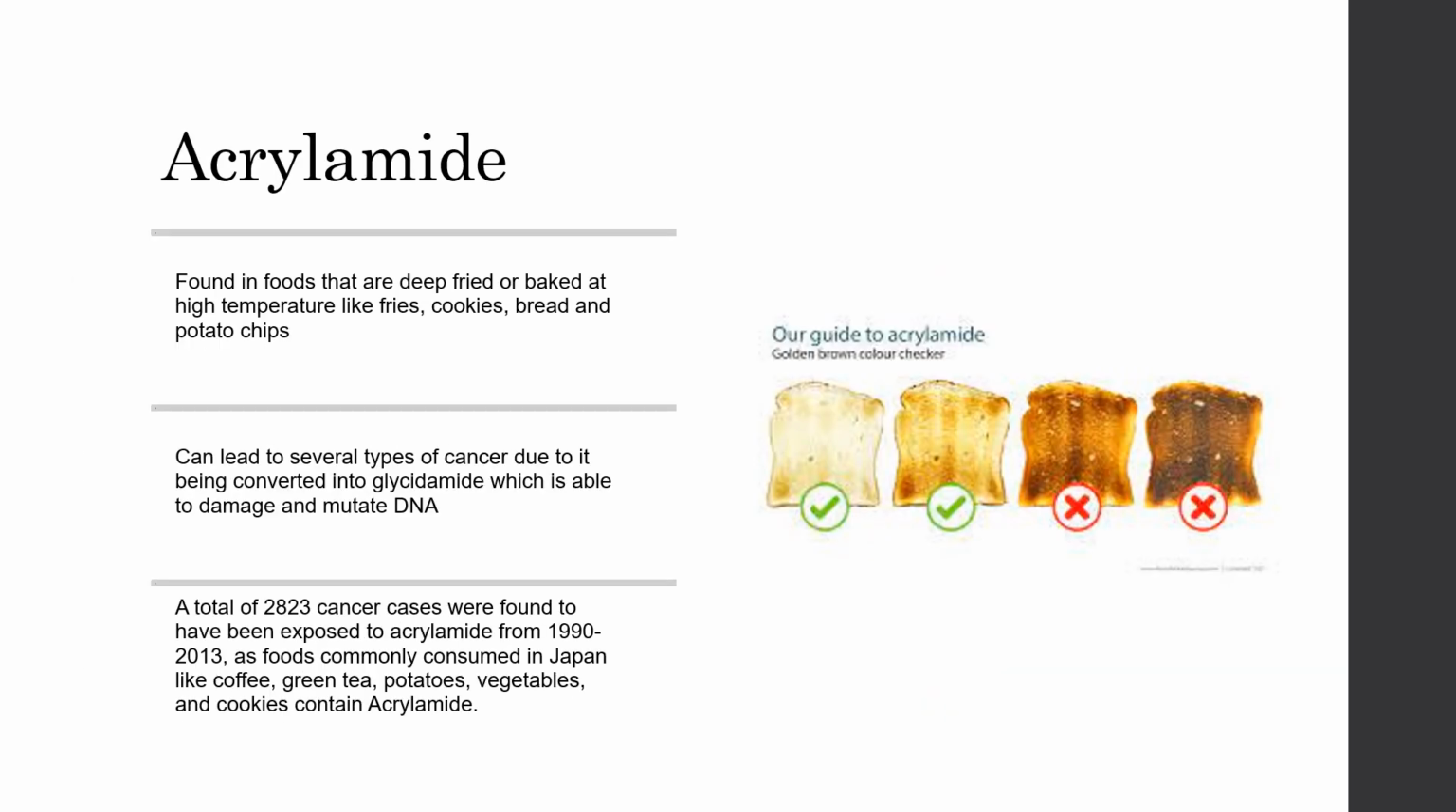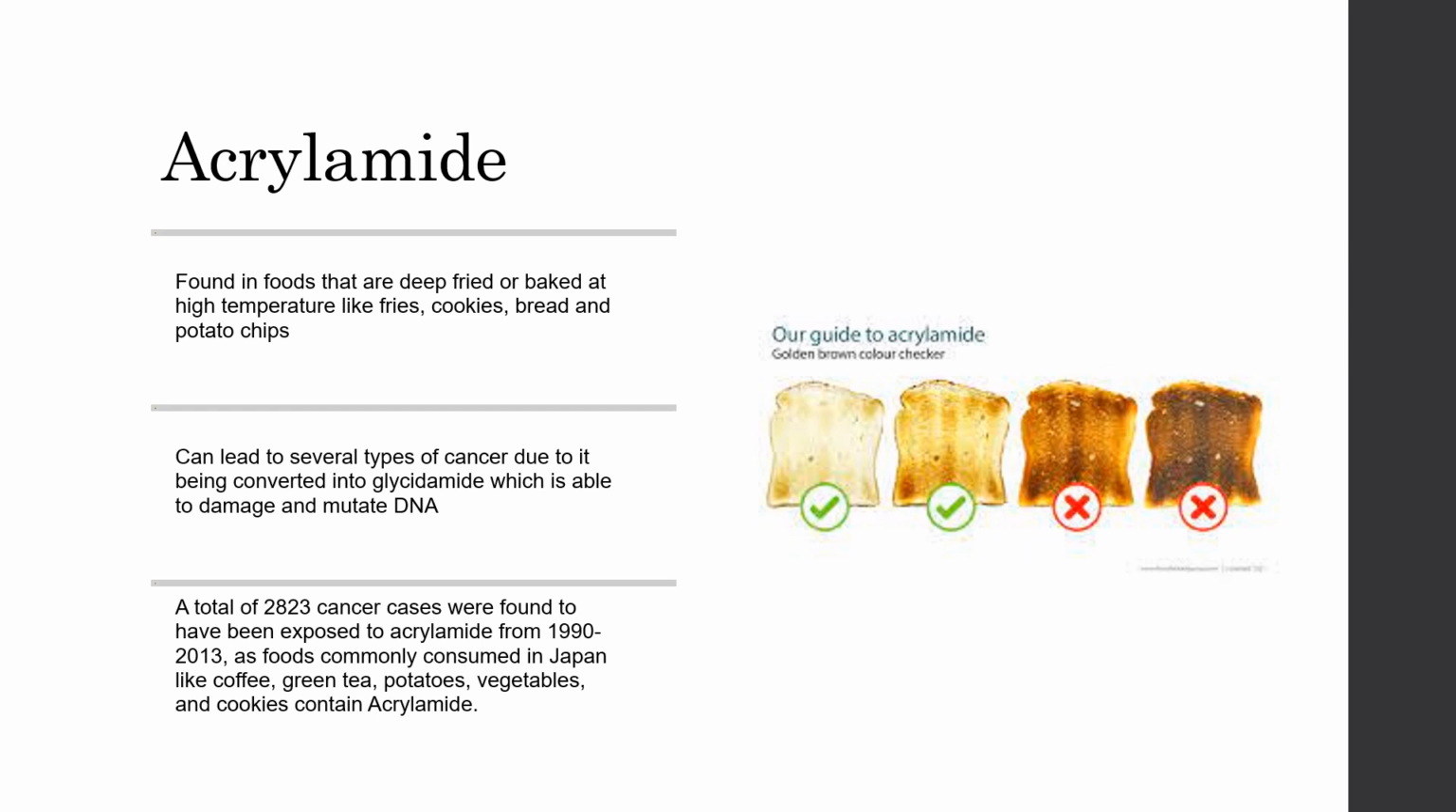The next carcinogen found in food that will be covered in this presentation is acrylamide. This carcinogen is usually found in foods that are deep fried or baked at high temperatures, like cookies, fries, bread, and potato chips. In research conducted by the National Cancer Institute, it states that exposure to acrylamide can lead to several types of cancer due to it being converted into glycidamide, which is able to damage and mutate DNA.